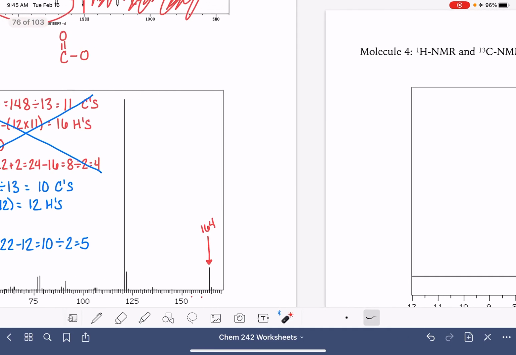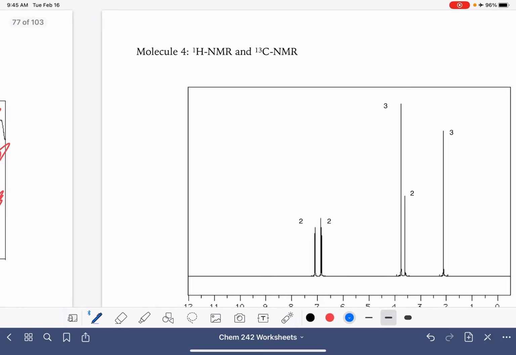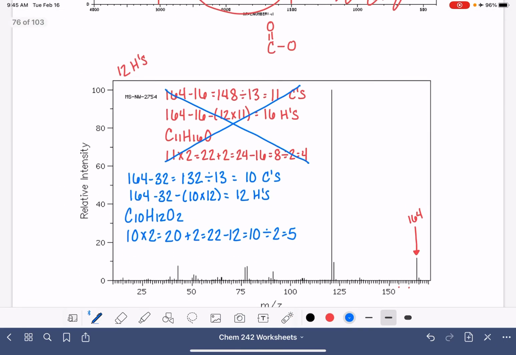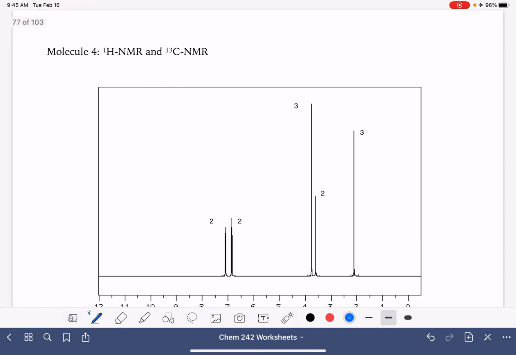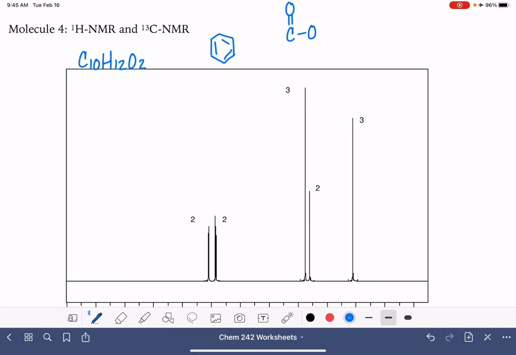Let's go take a look at our NMR. I already forgot the formula. C10H12O2 with a benzene ring and an ester. So here again, we have integrals. We don't have the splitting written down, but these all look like singlets. So that's going to be pretty helpful in terms of us figuring out how this molecule is put together.